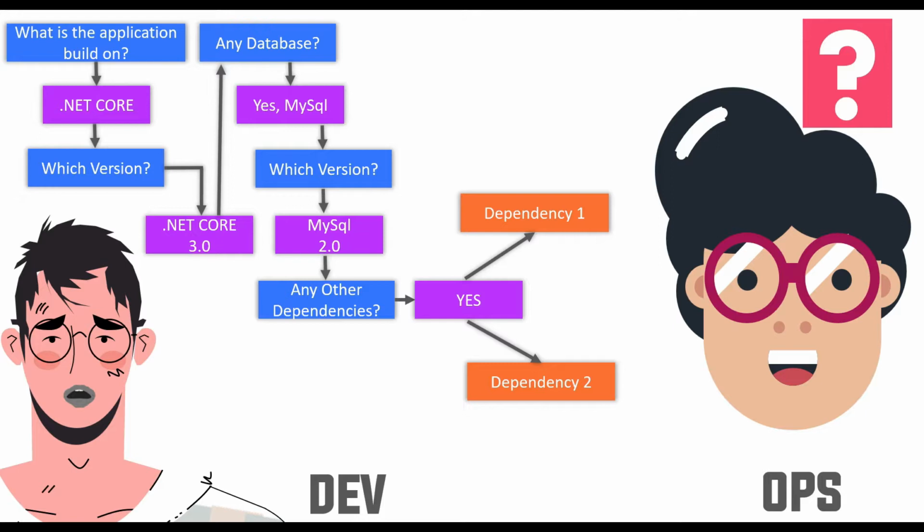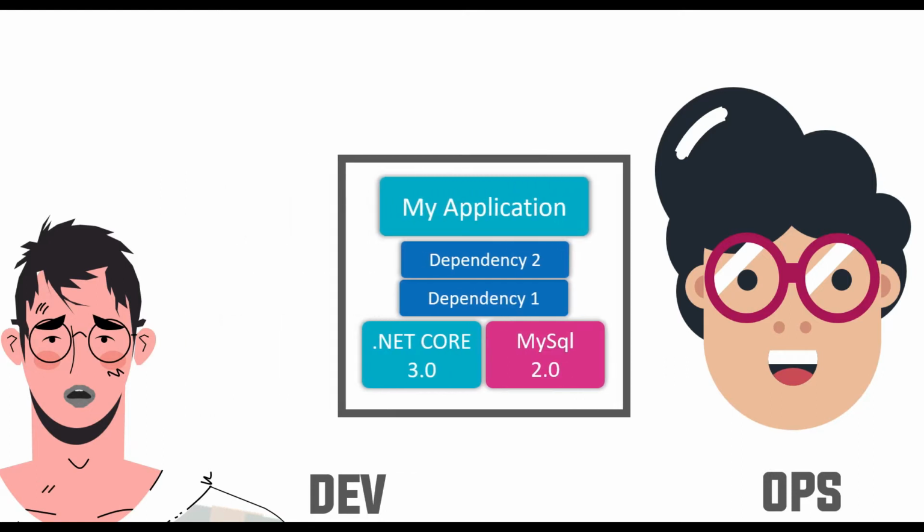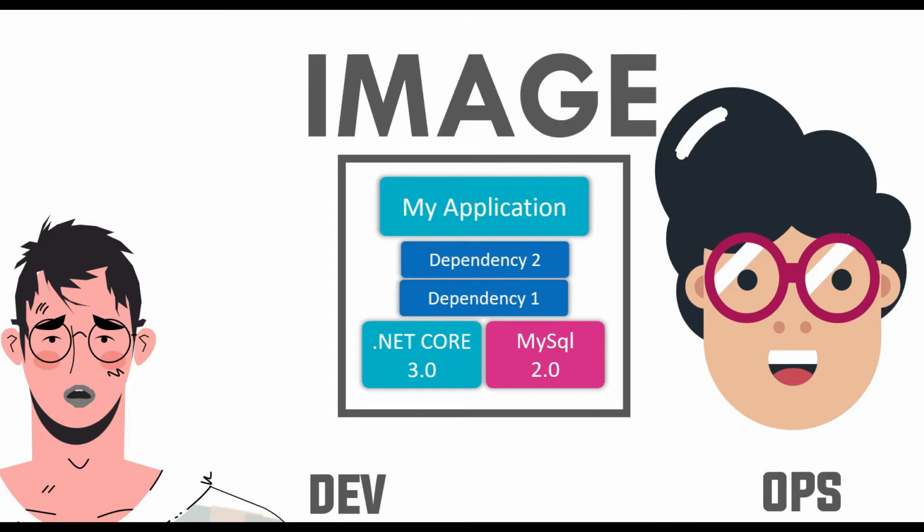I think you're tired even listening to this, right? Yeah, that's really cumbersome. How about Mr. John telling this? This is my application bundled with all its dependencies. Take it and deploy it. That's awesome, right? Friends, that is where Docker image comes into the picture.